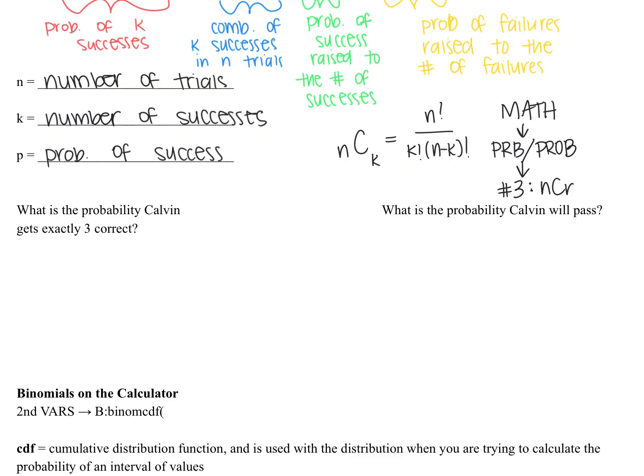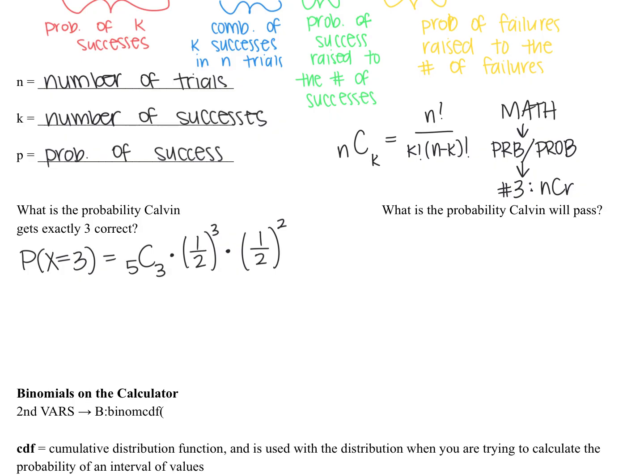So if I wanted the probability Kelvin gets exactly 3 correct, so the probability that X equals 3, we're going to do 5C3 times, and then because it is a multiple choice quiz, so that is true, false. So that means there's only 2 outcomes. So that means the probability of success is 1/2. So we'll do 1/2 to the third because he's getting 3 correct. And then we're going to do the probability of failure. So 1 minus 1/2, which is also 1/2. And then the amount he gets incorrect, which in this case is 2.